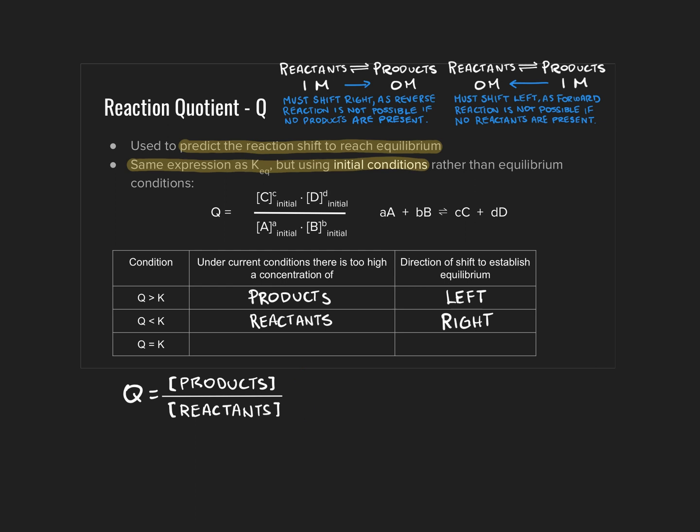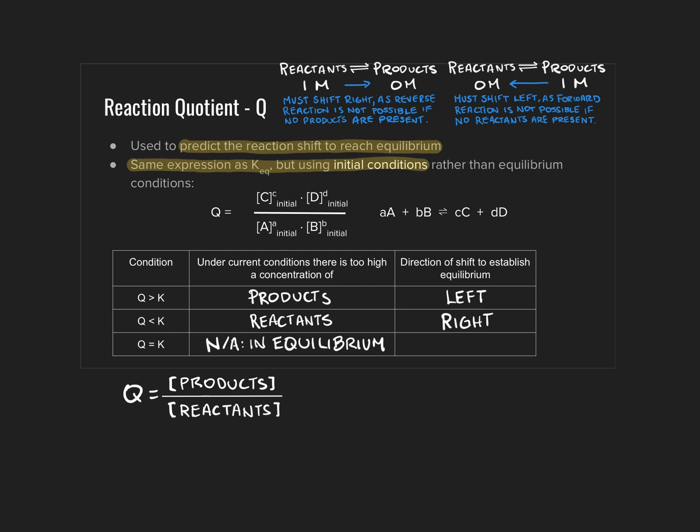What would happen if the system had a current set of conditions that yielded a Q value equal to the value of the equilibrium constant KEQ? By the same logic, that would tell me that the current ratio of products over reactants is equivalent to what that ratio would be if the system were in equilibrium, and therefore, by definition, that system must be in equilibrium.